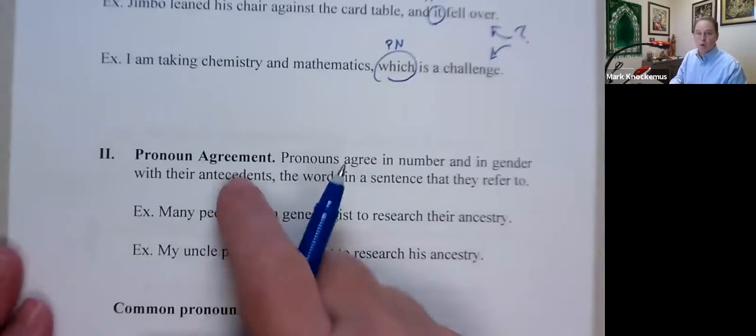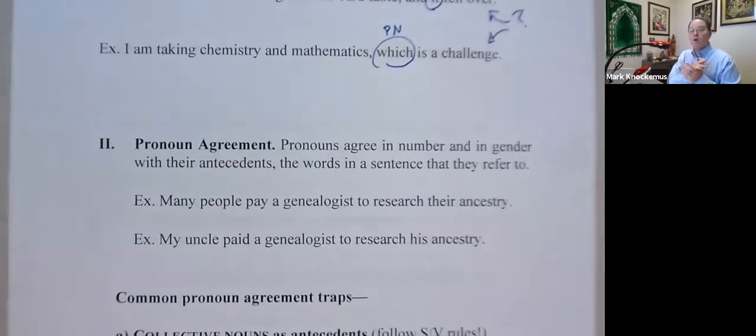Up next is pronoun agreement. Earlier, we talked about subject-verb agreement. Pronoun agreement is similar, but it goes a little bit deeper. Pronouns have to agree in number. That's what we looked at with subjects and verbs, and in gender, right? So pronouns have gender, so they have to agree with antecedents.